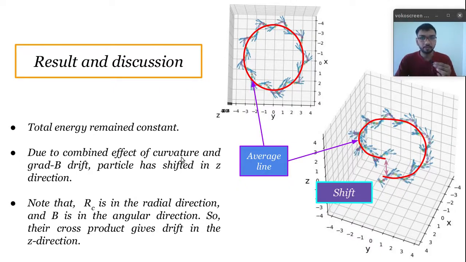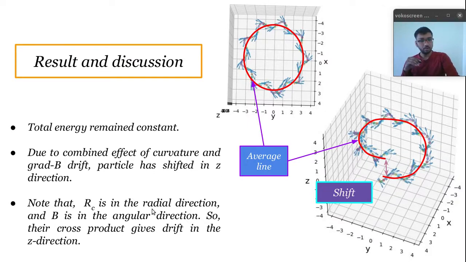So this red line is the average line, guys. This is from the top view, and this is some XY kind of view. Here this average red line has a kind of shift. So why are we getting such a shift? This is due to the curvature drift, guys.